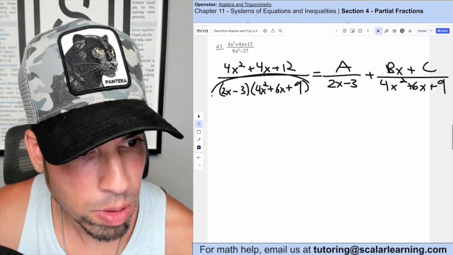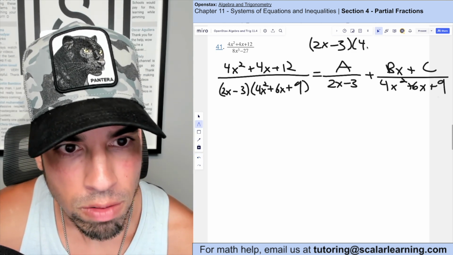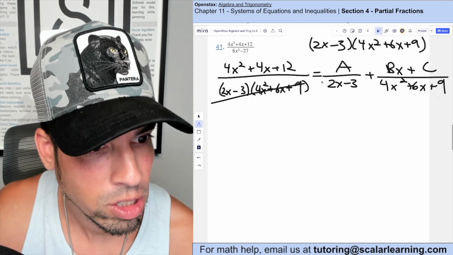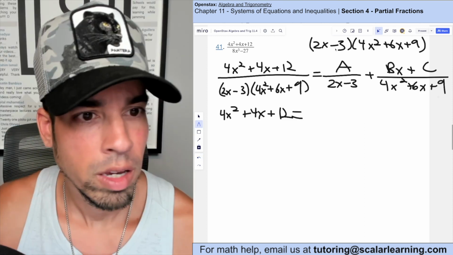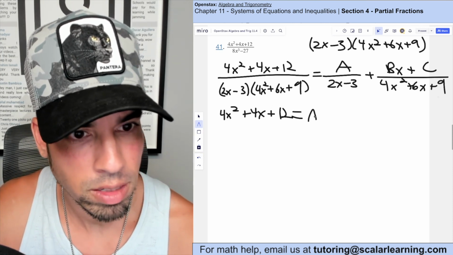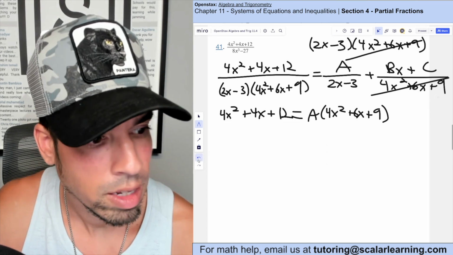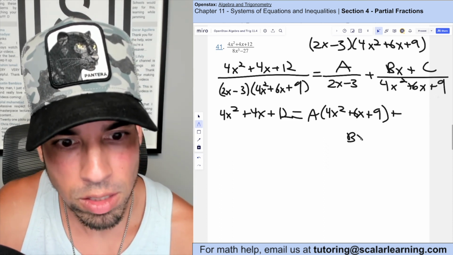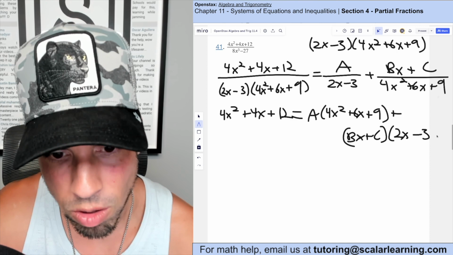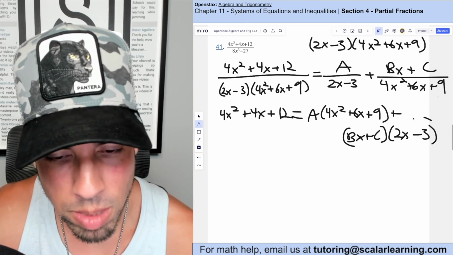As per usual, we're going to multiply by this denominator here on both sides. So we have 2x minus 3 times 4x squared plus 6x plus 9. And then, of course, when we multiply on this side, it just cancels that out, and we're left with that nice numerator. And over here, when we multiply against this term, this cancels out with this, and then we have A times that resulting quadratic. And then we multiply against this, right? That cancels out with that, and then we're left with Bx plus C times that linear remaining factor, the 2x minus 3. Okay, great. Now we're going to choose a nice value for x that's going to eliminate this whole thing, meaning zero this out.